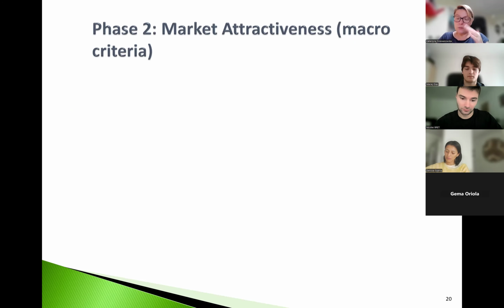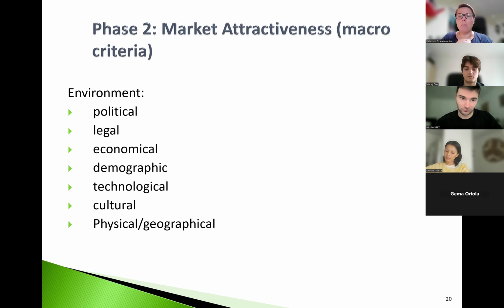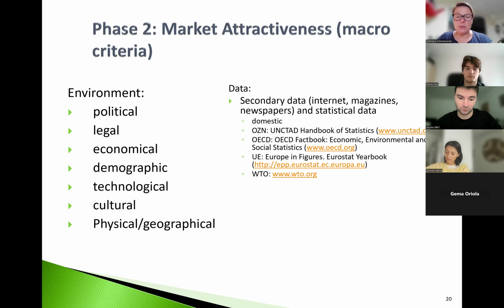Phase 2. That's where the fun begins. You go for what we call macro criteria, and this is a typical division of environmental dimensions. So, like extended PEST or PESTEL analysis: political, legal, economic, demographic, technological, cultural, physical. We're going to go through them in a moment because this is the international environment part of the class that I have for you today. Within these dimensions, first of all, you have to find aspects which are relevant to your operations.